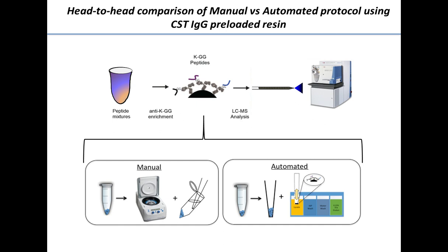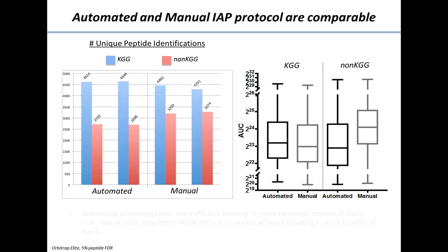So one of the first experiments we did was really a head-to-head comparison of the manual method in our hands versus the automated protocol that was developed using these leftover lysates. And the way that we did this was to go ahead and pack CST's antibody preloaded resin into tip format and put that onto the Phynexus MEA system. And what I'm showing you here are the results from that experiment.